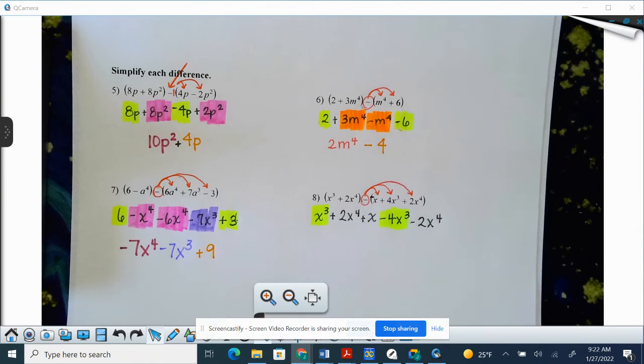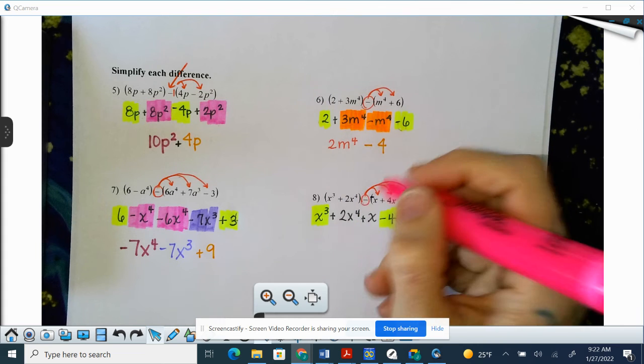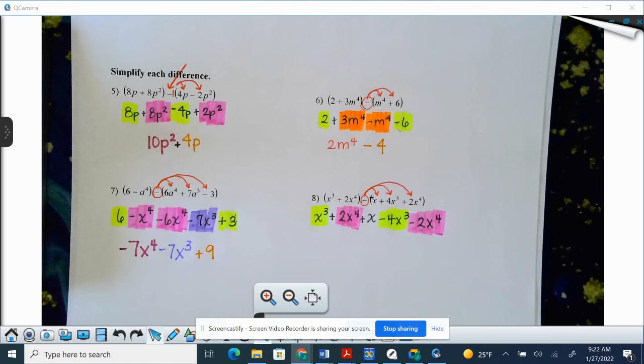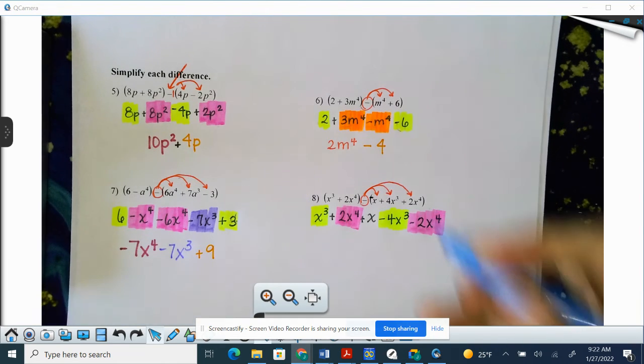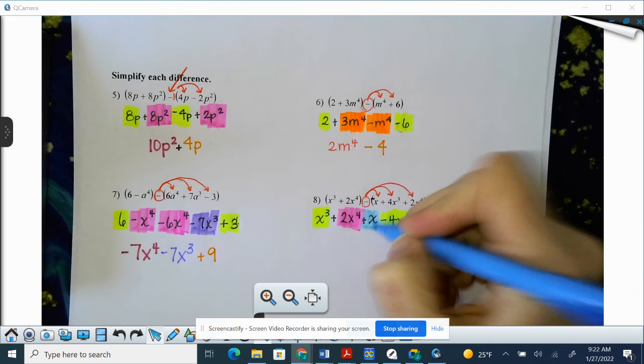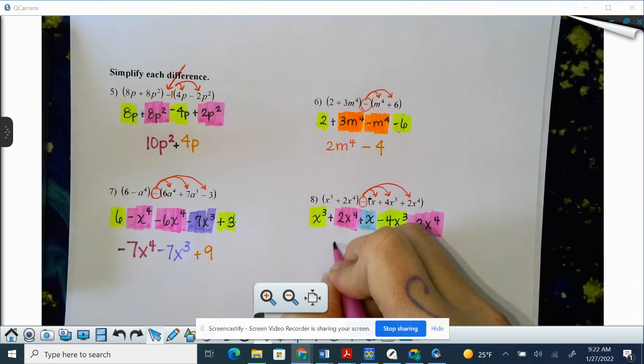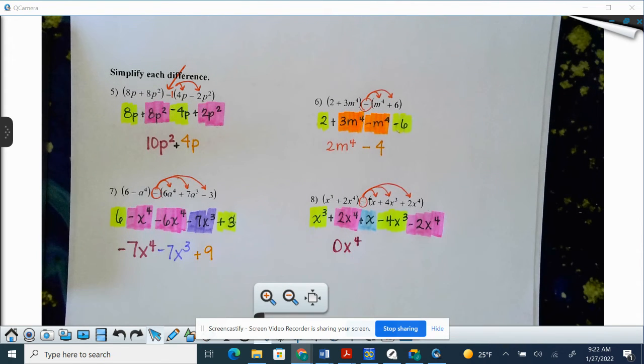So combining my x cubes with my highlighters. Positive 2x to the fourth, negative 2x to the fourth. I get silly excited when I see the same numbers in a positive and negative form because I feel like it's less work because it's going away. Less things to write, I guess. Just pure lazy, actually. So again, for conversation, 0x to the fourth, because I had 2 and then I lost 2.